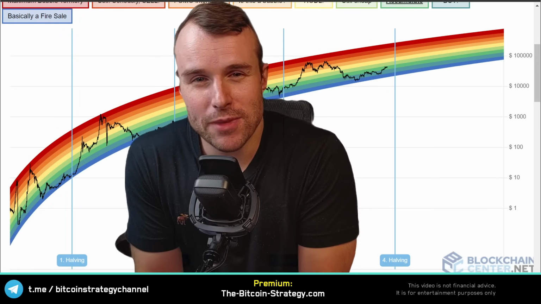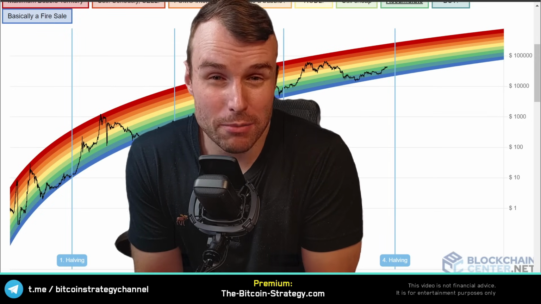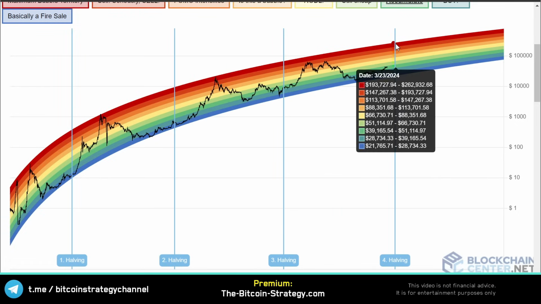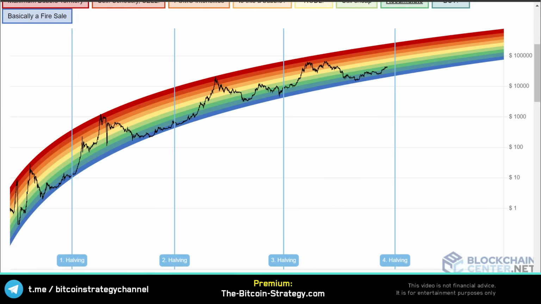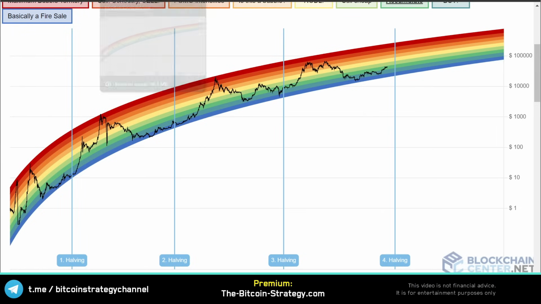Or have a look at this. This is another Bitcoin rainbow chart from blockchaincenter.net. But again, it's slightly different. This is from blockchaincenter.net with an upper bound of 260K. No outliers over here. This again is from blockchaincenter.net. So the charts look the same, but really they are not the same. The lower and upper bounds are different.